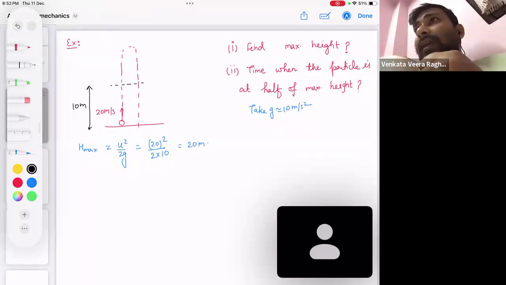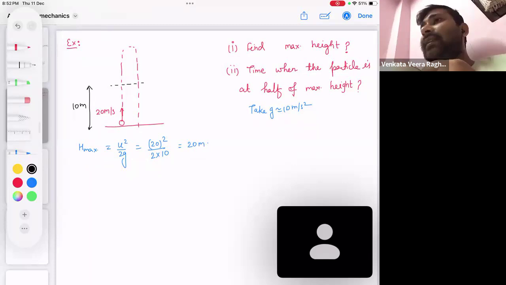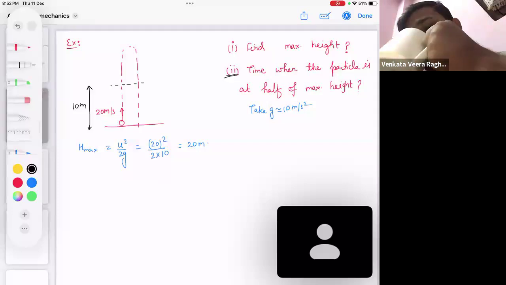Two times. When? One at the upward journey, when at the time of ascent, and the second at the time of descent. It will be at the same height. So here, is there going to be two answers for the second part of the question? Yes, sir.